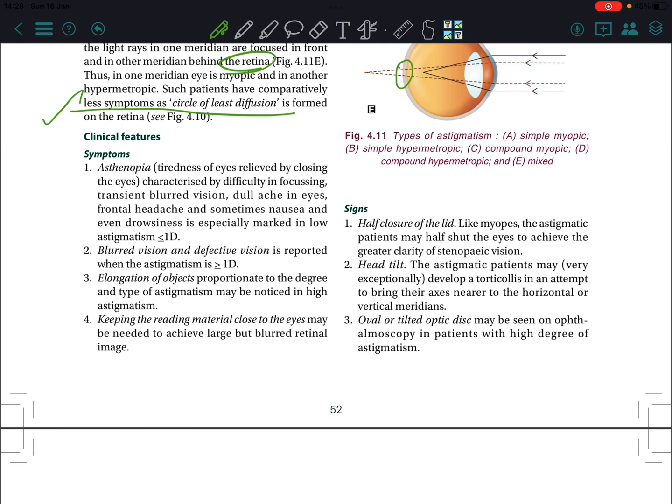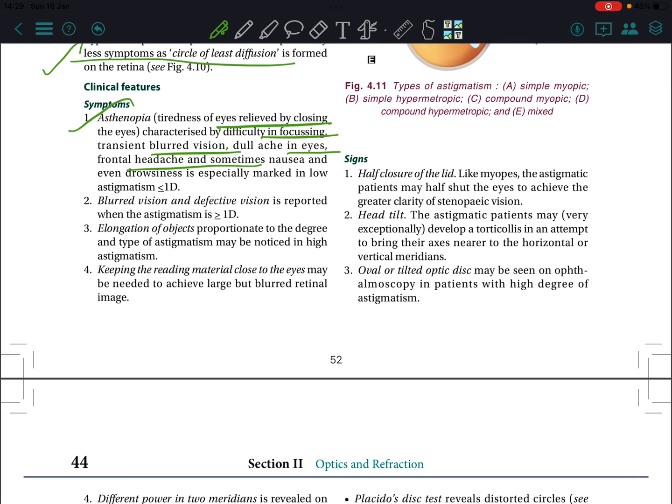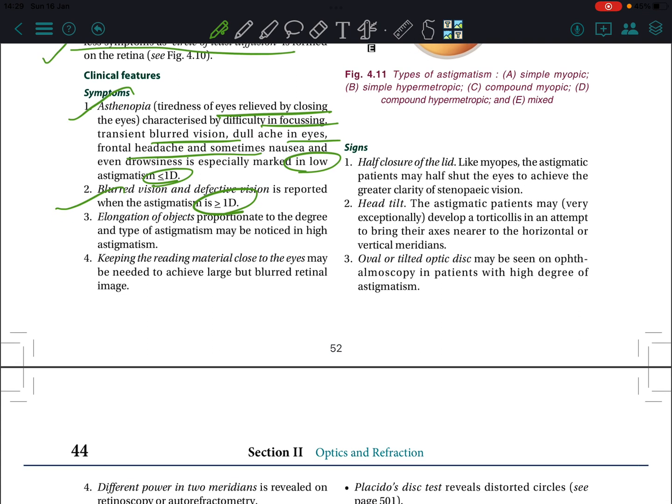Clinical symptoms: asthenopia, tiredness of eyes due to difficulty in focusing, blurred vision, dull ache, frontal headache, and sometimes nausea, even drowsiness. This is especially marked in low astigmatism, less than or equal to 1D. Blurred vision and defective vision is important when astigmatism is greater than or equal to 1D. Elongation of objects in proportion to the degree and type of astigmatism may be noticed in high astigmatism. Keeping the reading material close to the eye may be needed to achieve a large but blurred retinal image.